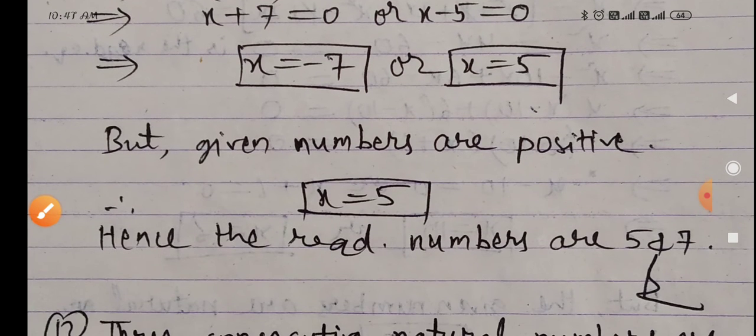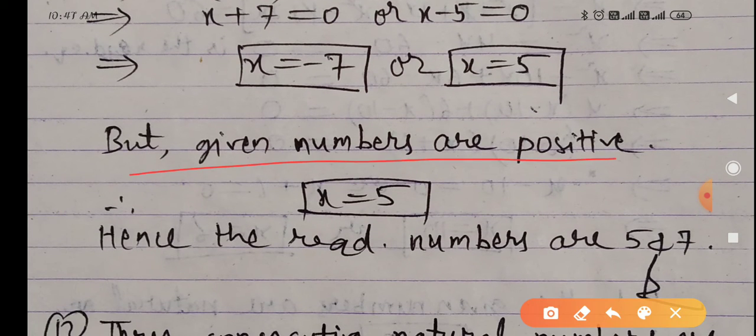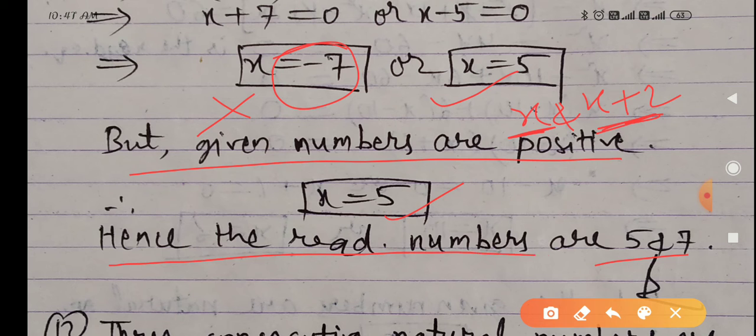Now you can see, but given numbers are positive, it is given. So negative number x equals minus 7 you have to reject. So you will take x equals 5. That's why I have written x equals 5. When x equals 5, then what will be the numbers? You are having numbers x and x plus 2. So first number is 5, and second number will be 5 plus 2, 7. So that's why I have written, hence the required numbers are 5 and 7.